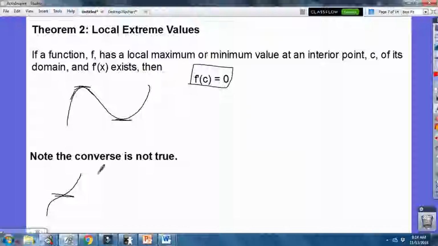And I kind of just glossed over this word converse like you remember it. Converse just says we switch the order. Instead of saying if there's a local maximum, then f prime of c is 0, the converse would be that if f prime of c is 0, then there's a local max or min. That's not true.